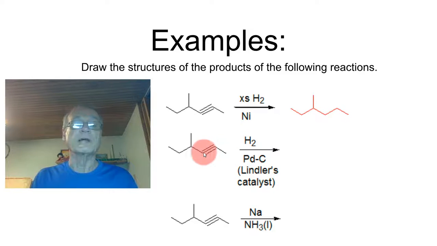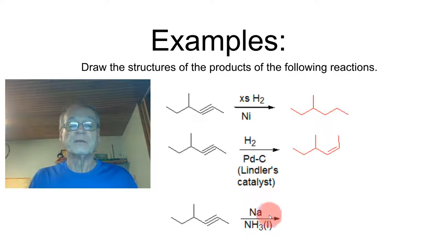And what do we get? Well, we're going to add 2 hydrogens across the triple bond. It's going to become a double bond, but it's going to add cis or syn addition, and so the 2 hydrogens have to end up on the same side, and so the 2 carbon groups have to end up on the same side, and so we get the cis molecule. And so I've drawn this double bond in a way that makes it look like it's cis.